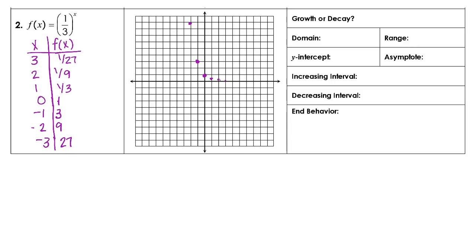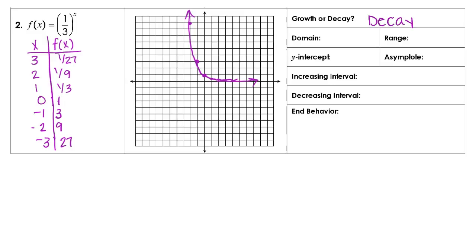And so again, we're going to have that same basic shape. We have the same y-intercept. And again, we're going to get as close as we can to that x-axis, but not really ever equal to it. Now let's answer some questions. Would this be a growth or decay? We can look at this and tell it's going to be a decay.